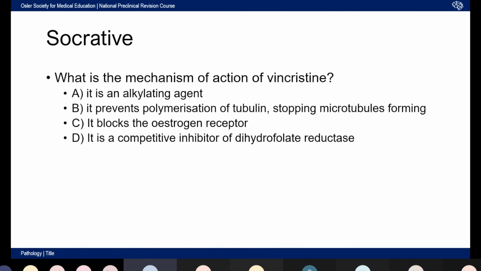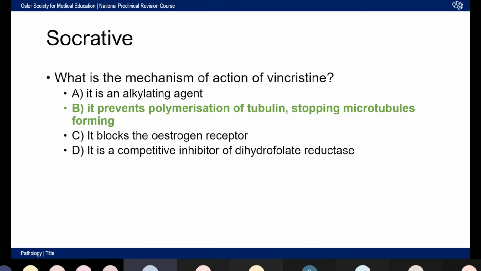So it's time for a final couple of Socrative questions. What's the mechanism of vincristine? Okay, so whether you got this right: it's an alkaloid, so it prevents polymerization of tubulin, stopping microtubules forming, so that stops the cell cycle in the mitosis phase.